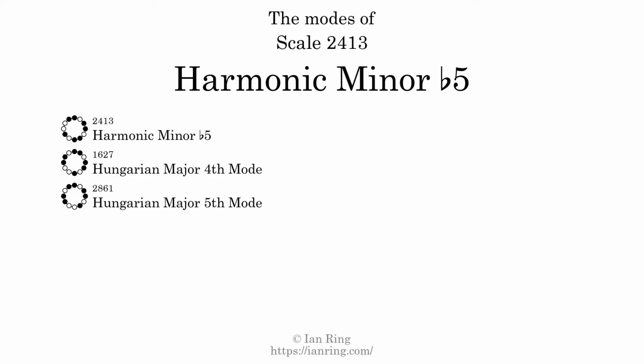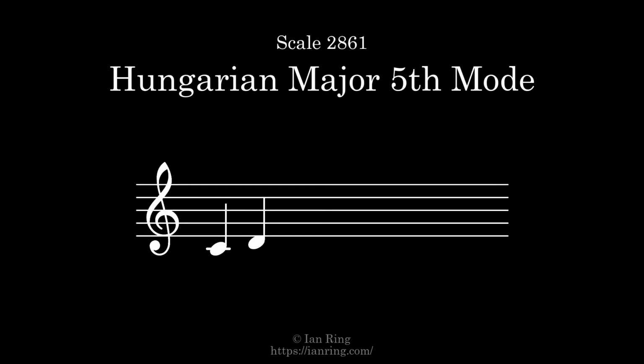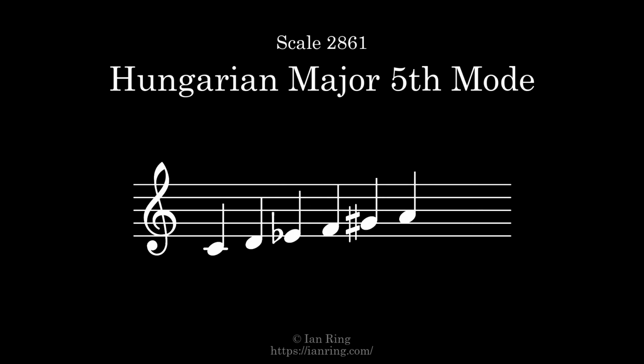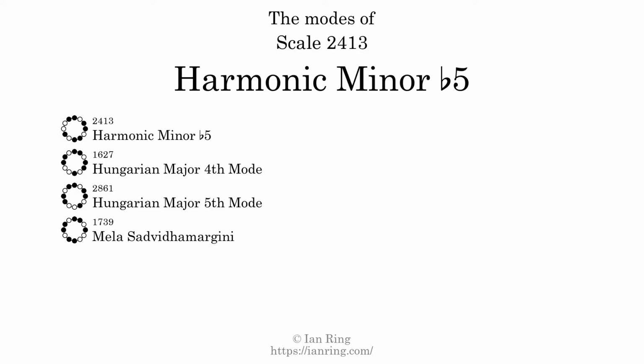The third mode is scale 2861, also known as Hungarian major fifth mode. It sounds like this. The fourth mode is scale 1739, also known as Miller-Savart homogeny. It sounds like this.